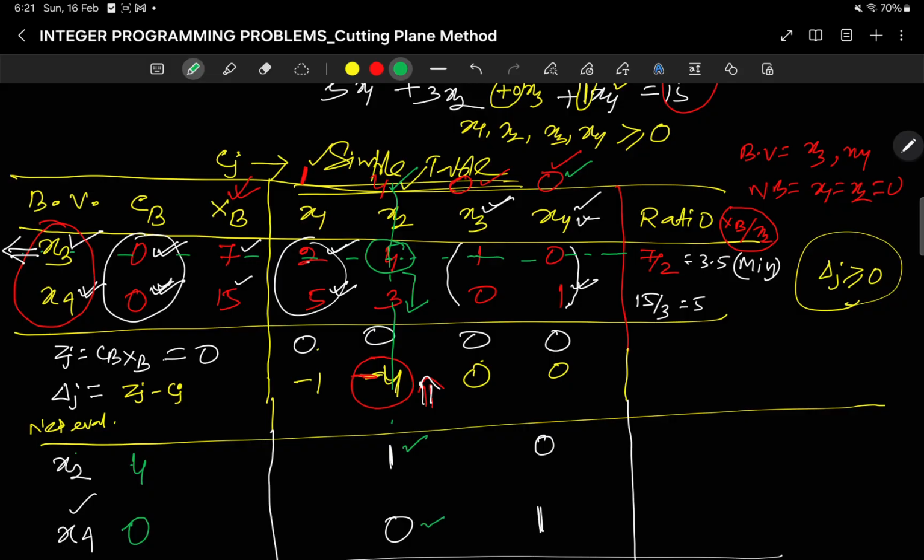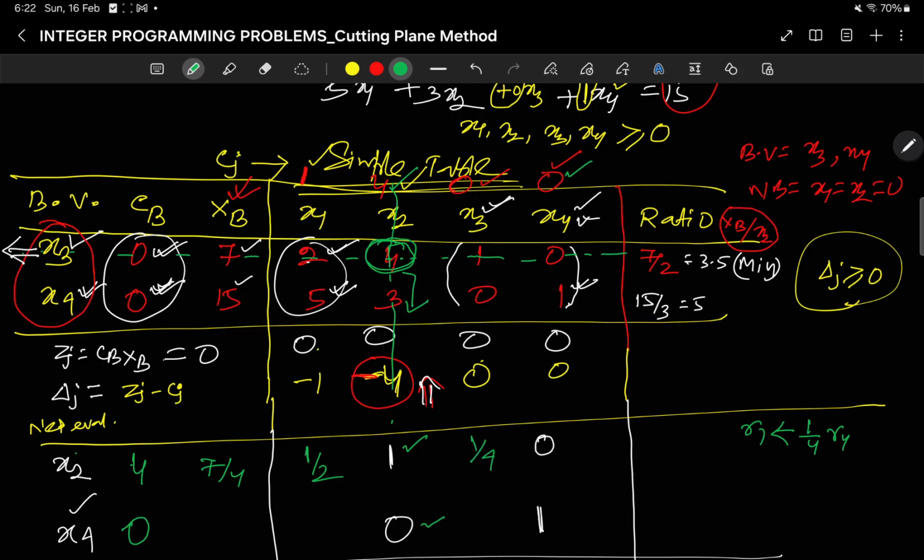Right, so how is it done? We see this 4 needs to be made 1. So here R1 needs to be divided by 4. Means if I divide by 4 here, it will be 7 by 4, 2 by 4 means half, 4 by 4 is 1, 1 by 4, and 0 by 4.